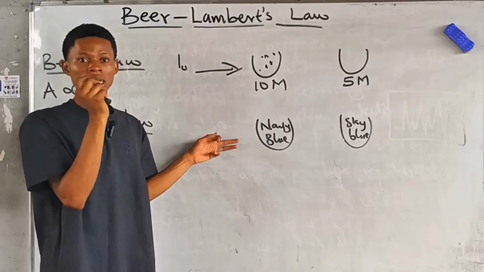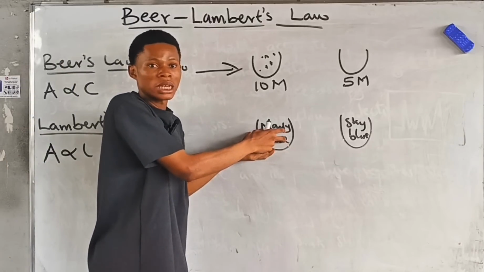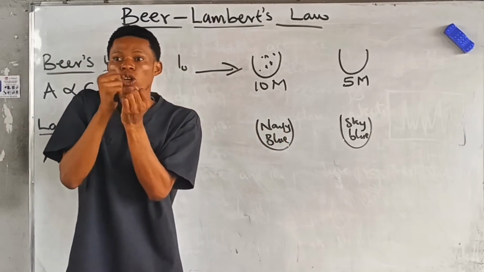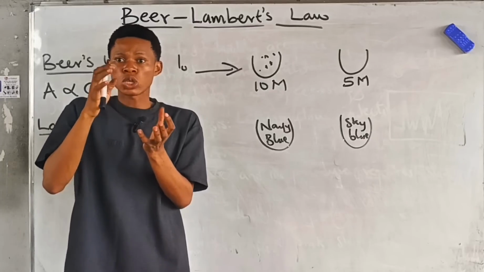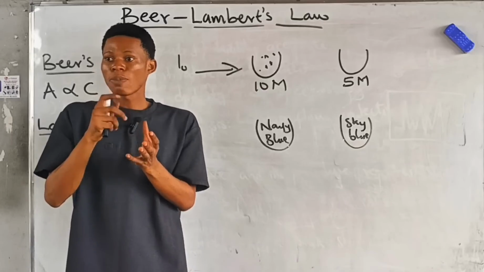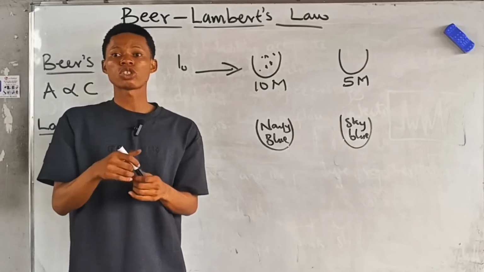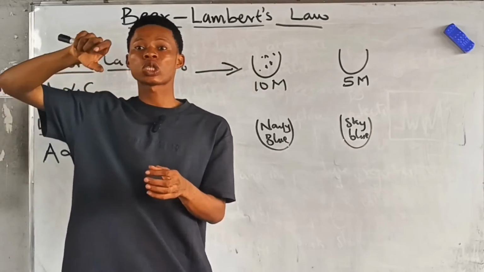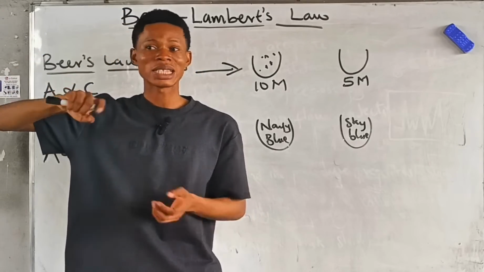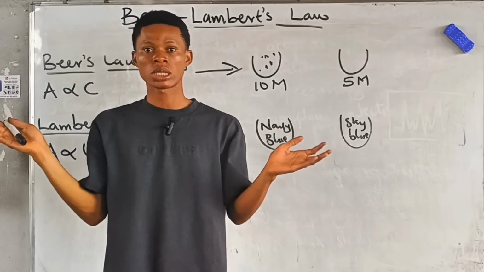So Lambert's law says that the absorbance of a light absorbing material is directly proportional to the thickness of the material. The thickness, that is how thick the color is. And I said it's also called the what? The path length, right? And it's independent of the intensity of the light. Whether the light is too bright or not too bright, it's none of our business.